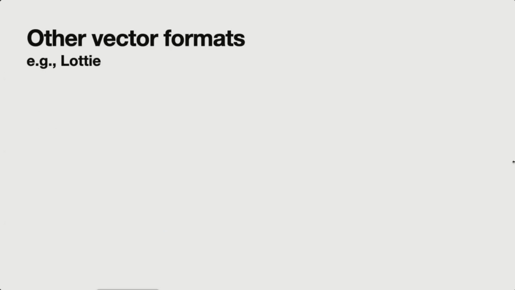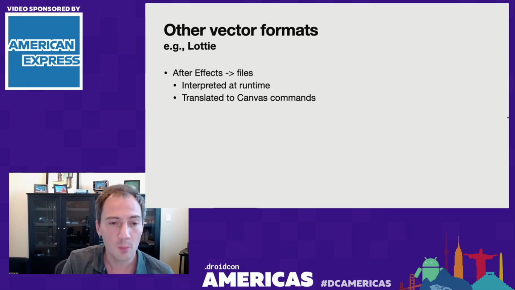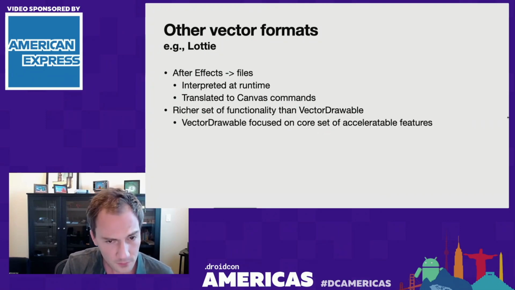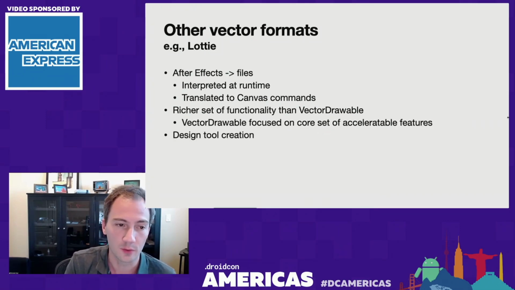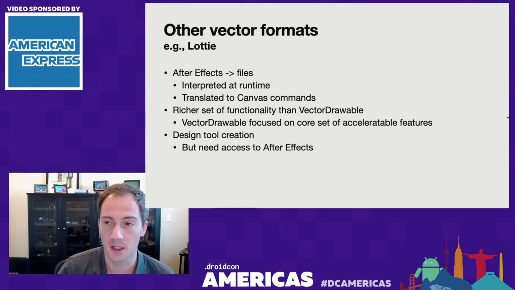So now this is just one example of format. There are other formats like SVG or Lottie. Lottie is exported from After Effects, also interpreted at runtime, also translated to canvas commands, much richer than vector drawable. And it kind of requires a tool like After Effects to be able to produce those files. But you can do really, really complex animations that will work at any resolution.